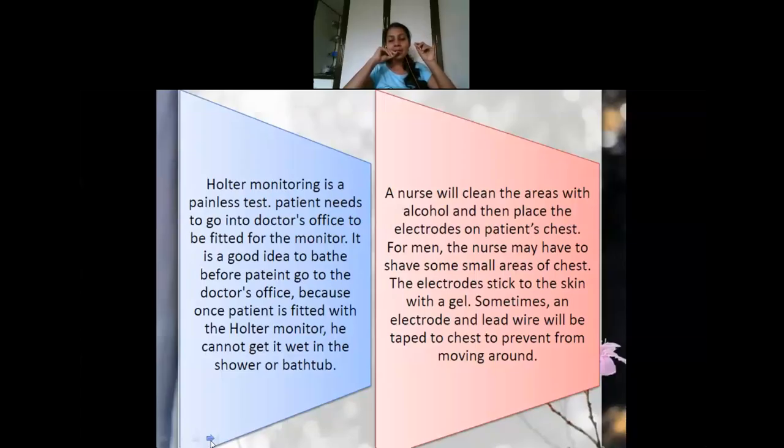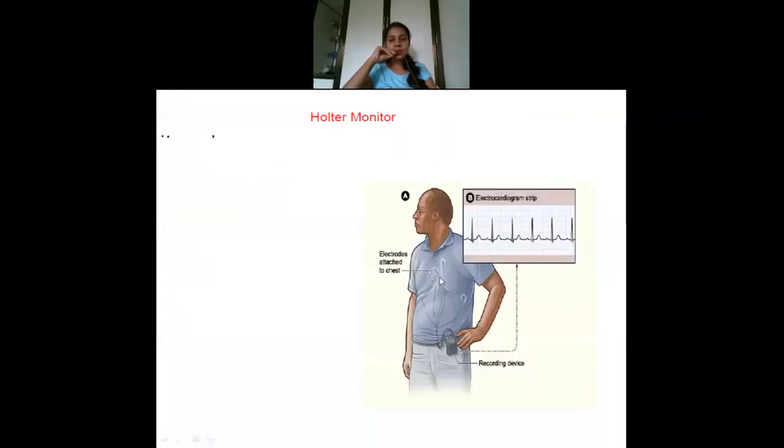We have already seen in the figure, isn't it? Some electrodes will be connected to the chest. After it is connected to the chest, it will be connected to the lead wires and then to the box which has the recorder and the batteries. I have already shown you in the figure. Here also you can see the electrodes that are fixed to the chest, and then we have the lead wires. Then next we have a recording device with the battery inside it.